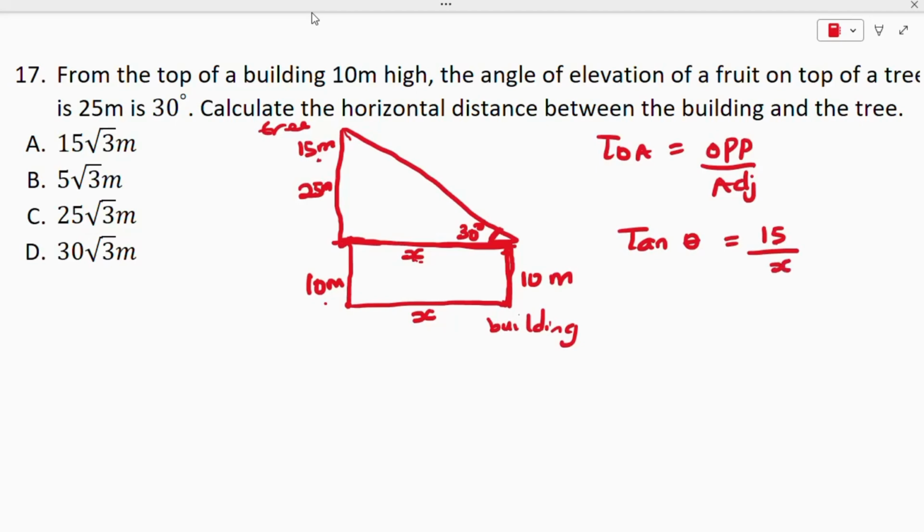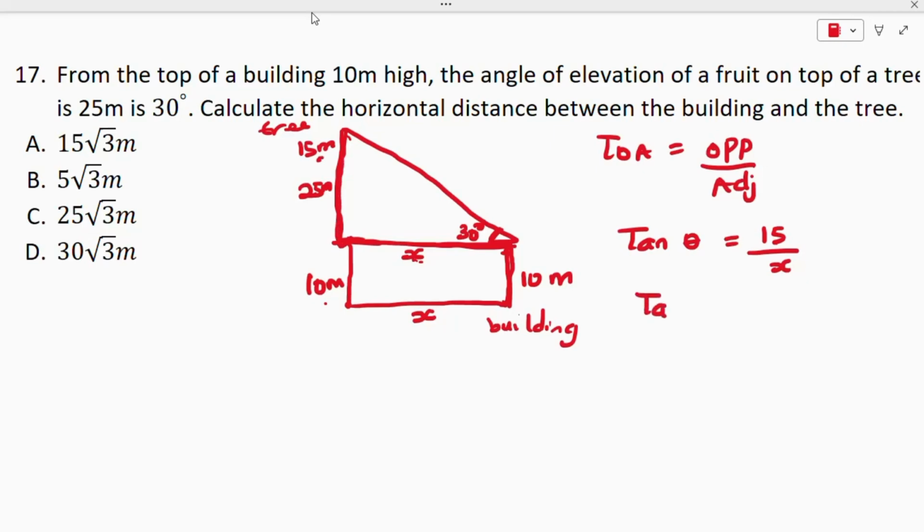Now how did we get the 15 meter? We said that the height of the fruit from the ground is 25 meter, and we already know that the top of the building is 10 meter high. So to get the height of the tree, we have to subtract 25 minus 10, which is 15. That is from this point up to this point to be 15 meters. So this is how we got this.